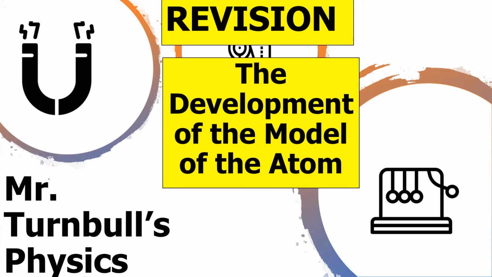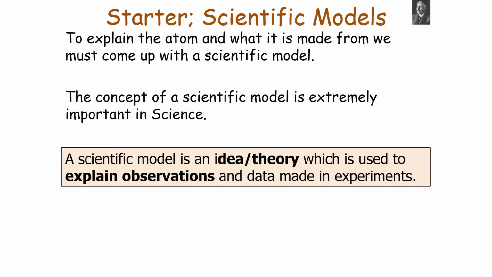The next part we're going to look at is the development of the model of the atom. To explain the atom and what it's made from, we come up with a scientific model, and the concept of a scientific model is extremely important. It is an idea or theory which is used to explain observations and data made in experiments.